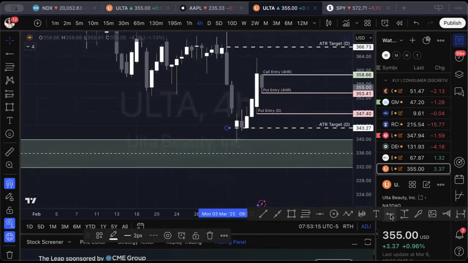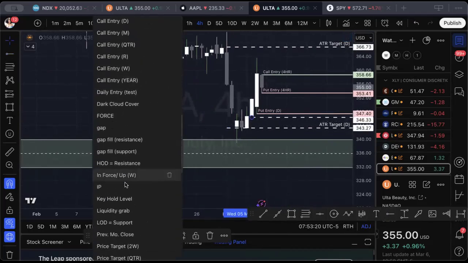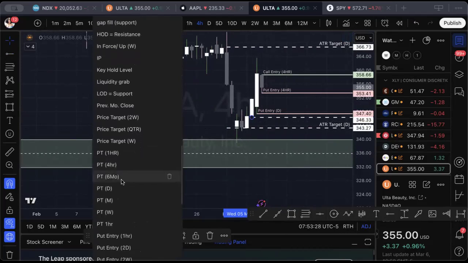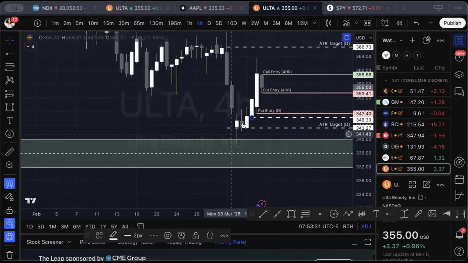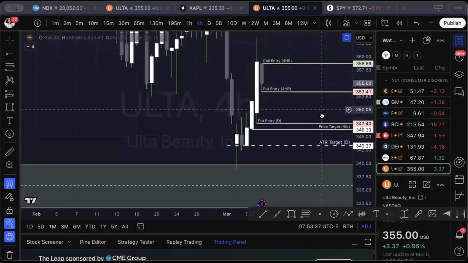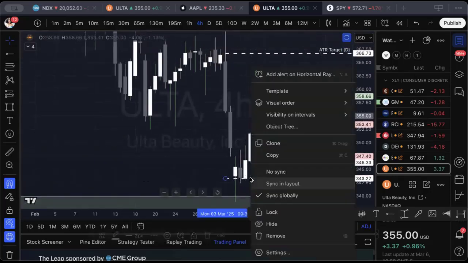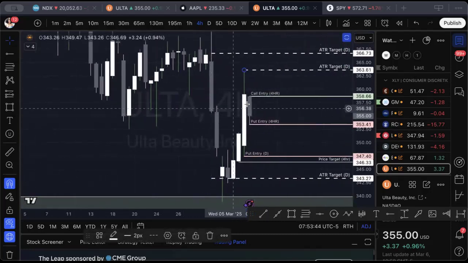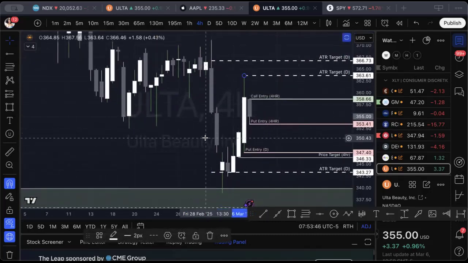All right, and then we have to obviously map out our targets. So the first price target that triggers after the 4-hour will actually trigger the daily entry for puts. All right, so we have PT 4-hour here, and we don't need to do another one because the ATR target is right there. And then to the upside, that will be our only price target to the upside.